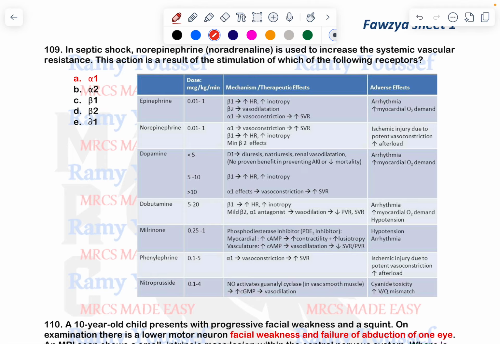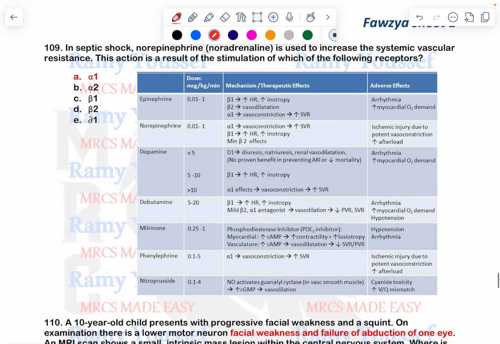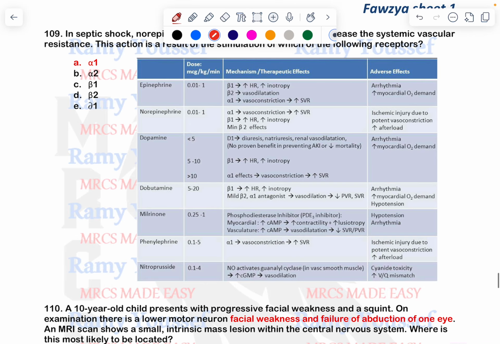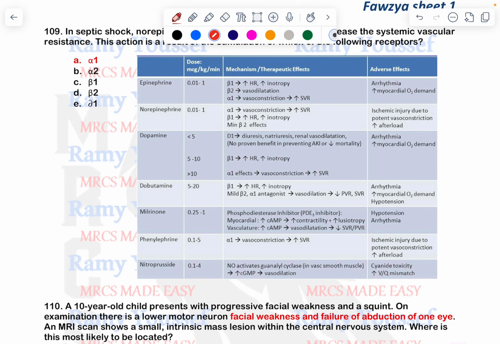A 10-year-old child presents with progressive facial weakness and squint. On examination, there is lower motor neuron facial weakness and failure of abduction of one eye, lateral rotation. MRI shows a small intrinsic lesion of the central nervous system. Where is it most likely to be located? So the lateral rectus cannot abduct, and there is lower motor neuron facial weakness.